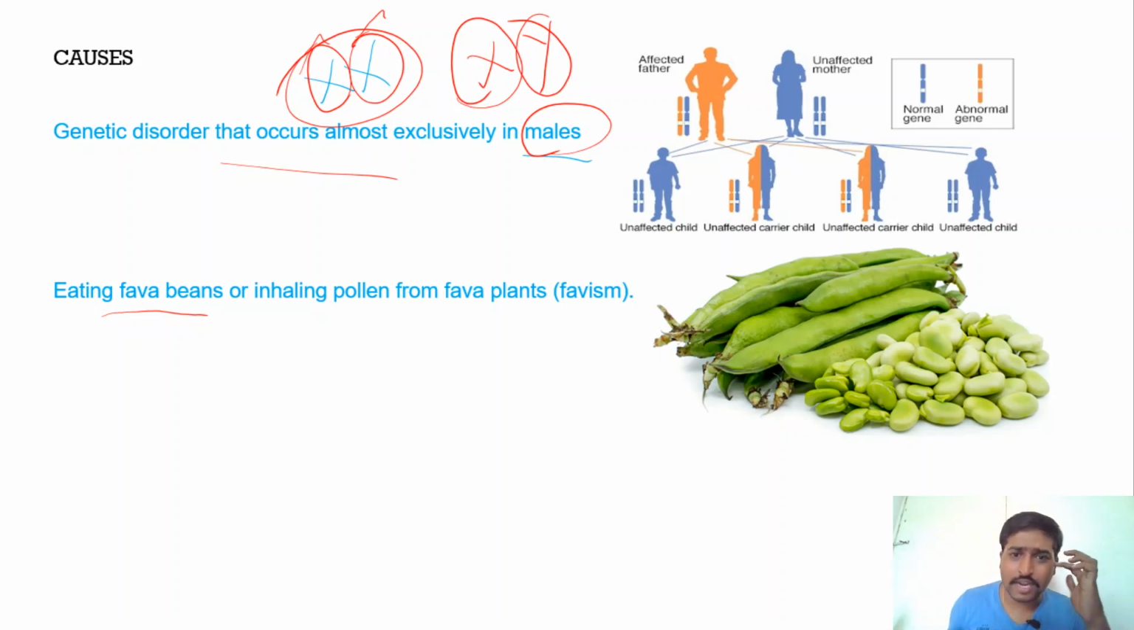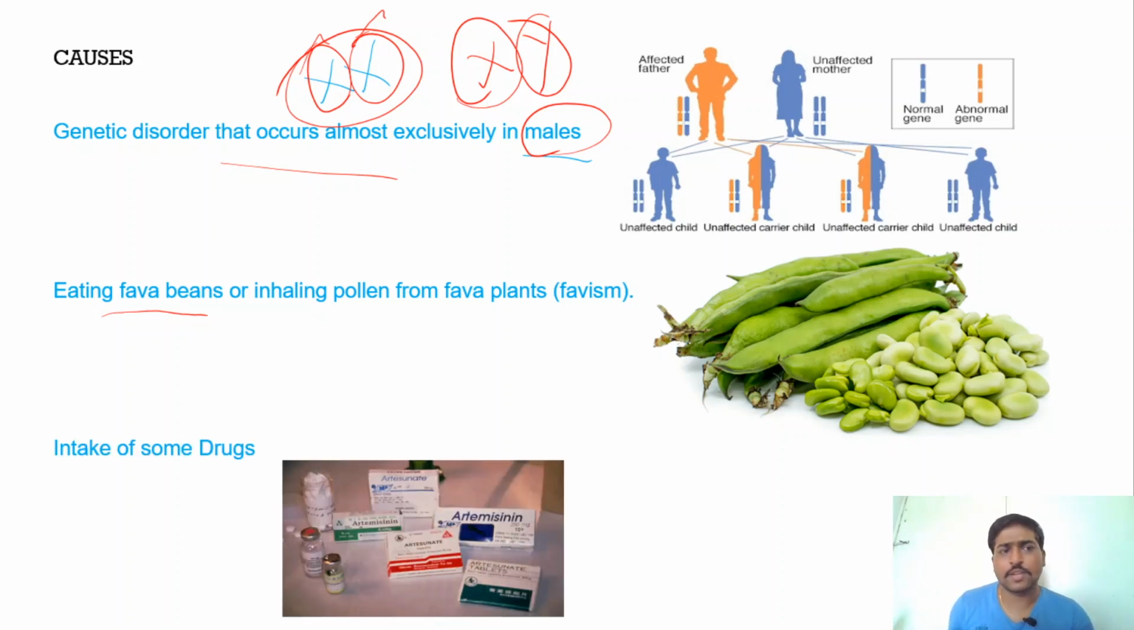The next cause of G6PD deficiency is having anti-malarial drugs. Some drugs, called anti-malarial drugs, or aspirin or sulfonamides, will cause G6PD deficiency too. So it is better to avoid these kinds of drugs whenever someone is suffering from G6PD deficiency. That will make the case worse.